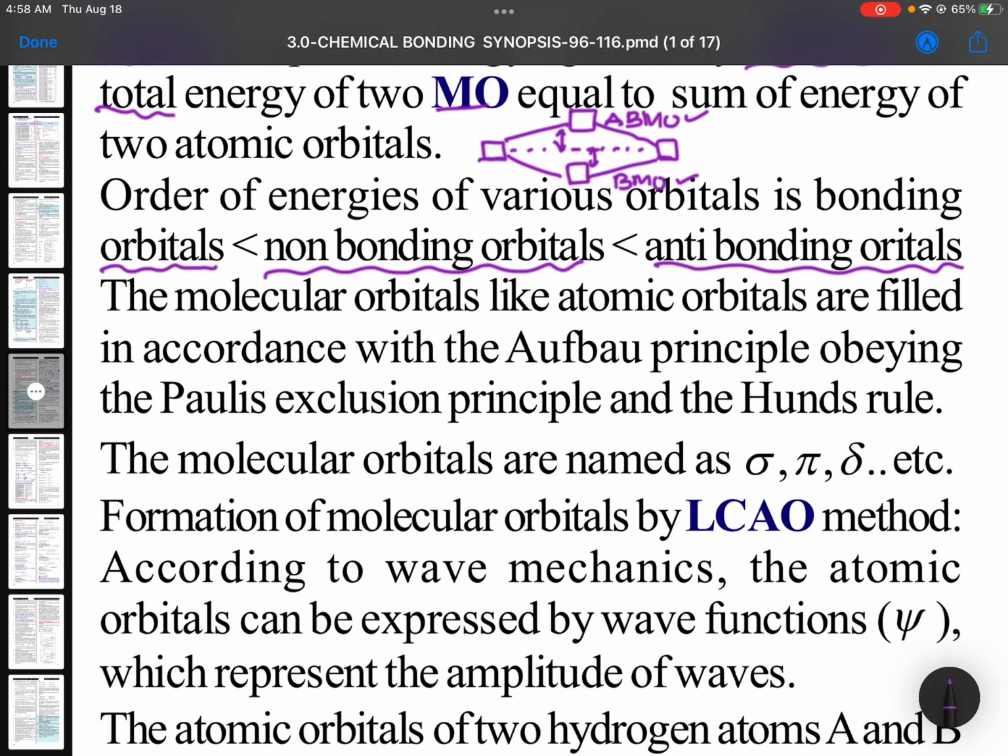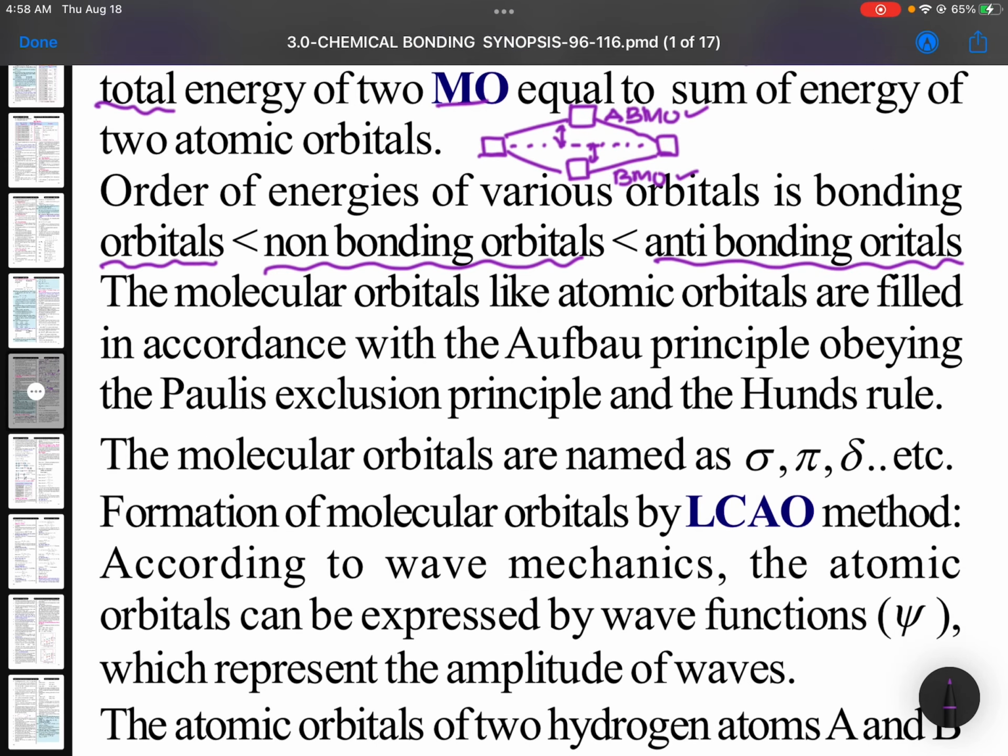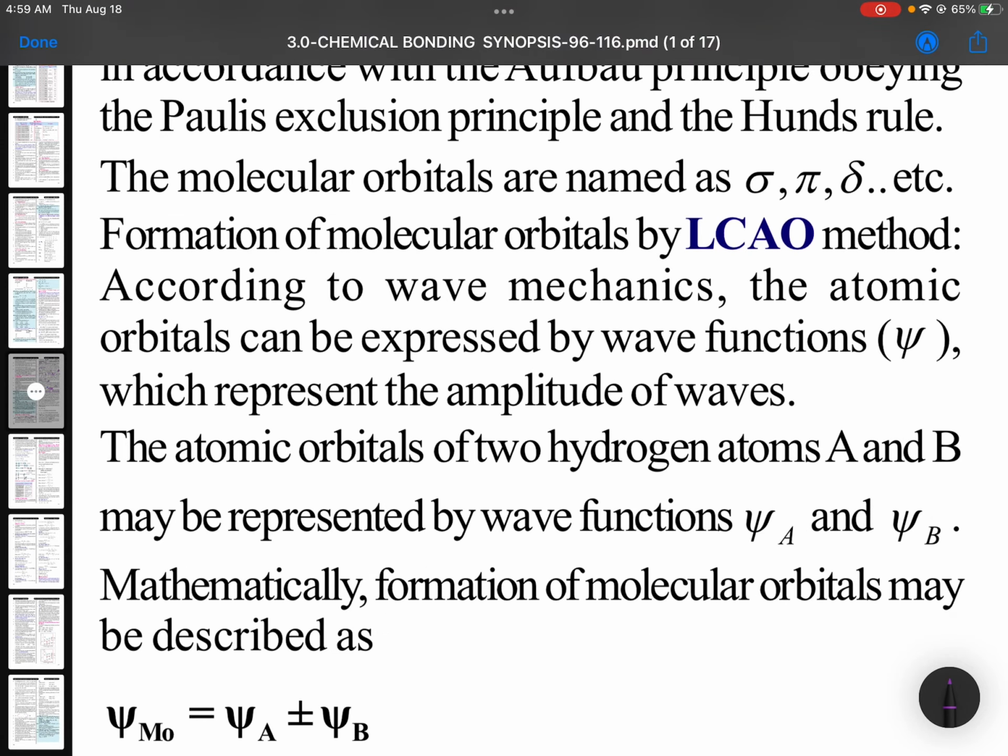The molecular orbitals, like atomic orbitals, are filled in accordance with the Aufbau principle, obeying the Pauli's exclusion principle and Hund's rule. That means all the rules are to be followed. The molecular orbitals are named as sigma, pi, delta, etc. Formation of molecular orbitals by the LCAO method, linear combination of atomic orbitals.